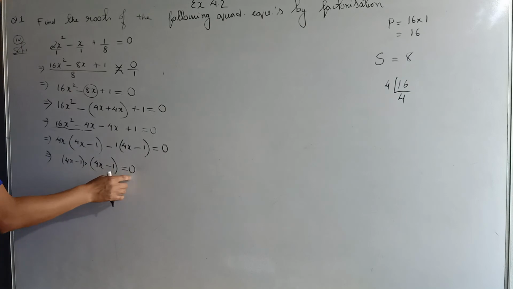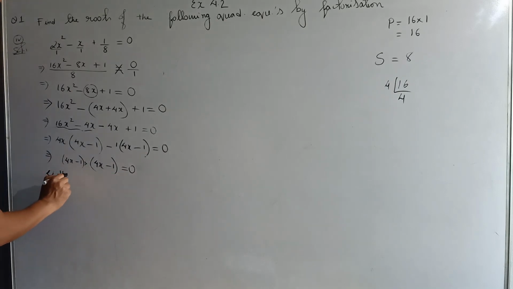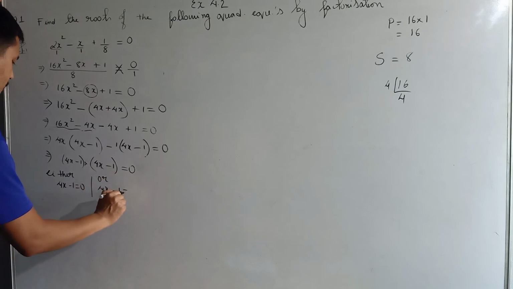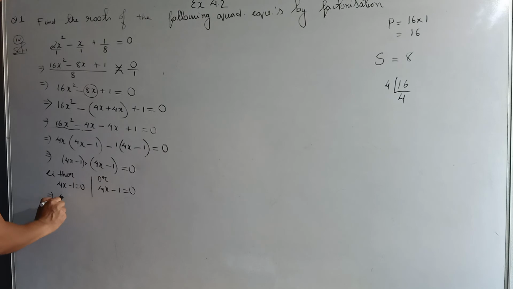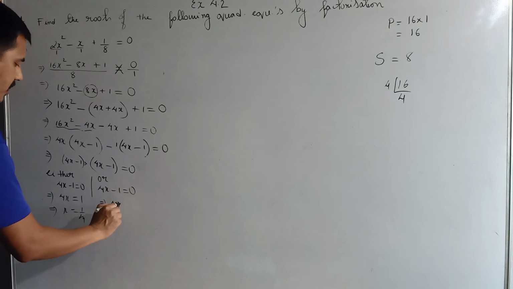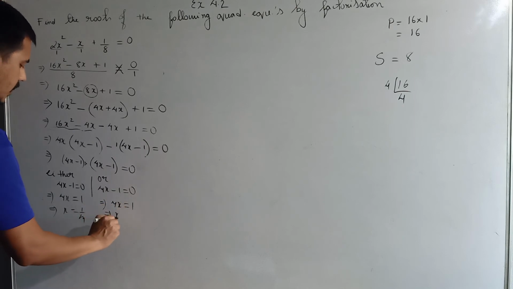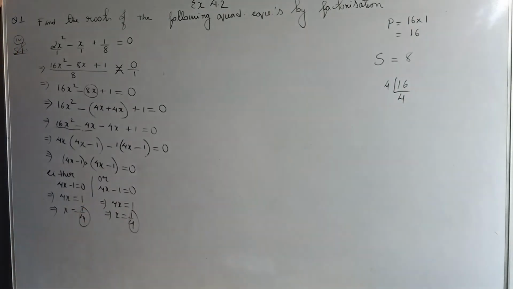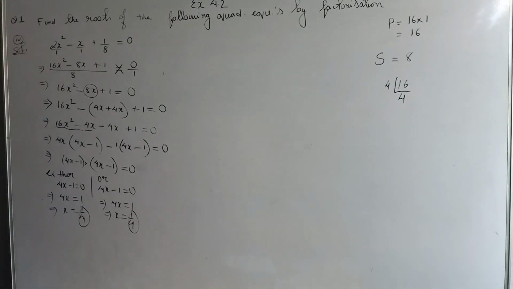So product of two terms is 0, means either the first term is 0 or the second term is 0. This gives you 4x equal to 1, so x is 1 by 4. Here also we have 4x equal to 1, so x will be 1 by 4. So in this case we have two equal roots, that is 1 by 4 and 1 by 4.